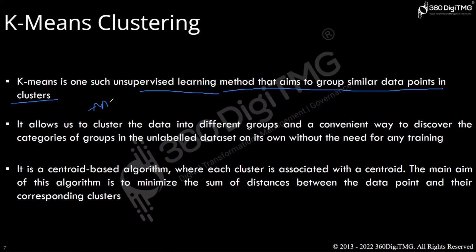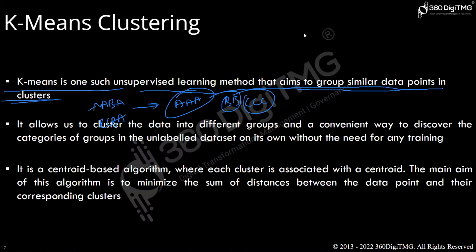So let's say there is A, B, and C. It's going to give a cluster as A, it's going to give one as B, and it's going to give one as C. Okay, this one data set, this one data set. The name itself says k-means is one unsupervised learning method that aims to group similar data points in clusters.